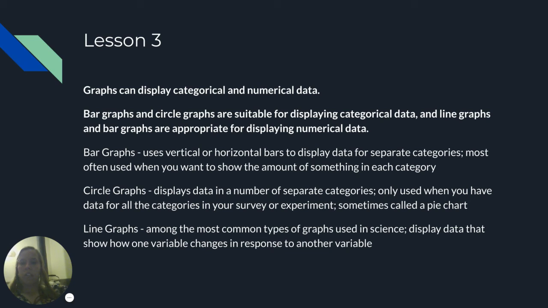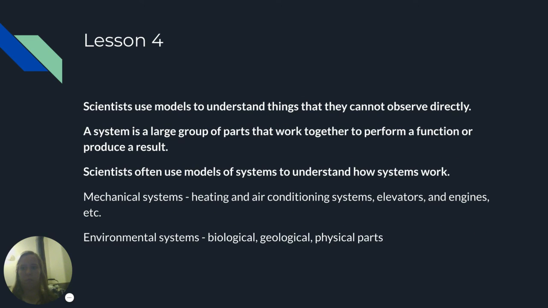Circle graphs display data in a number of separate categories, only used when you have data for all the categories in your survey or experiment. And these are sometimes called a pie chart. And finally, line graphs are among the most common types of graphs used in science. They display data that show how one variable changes in response to another variable.